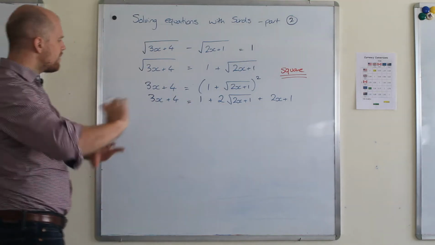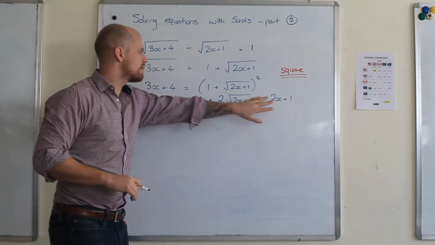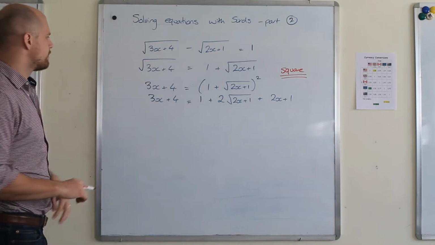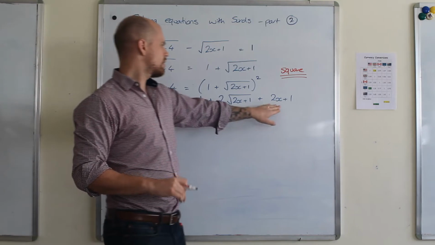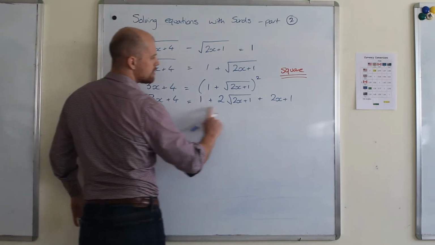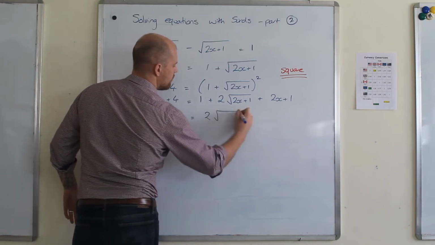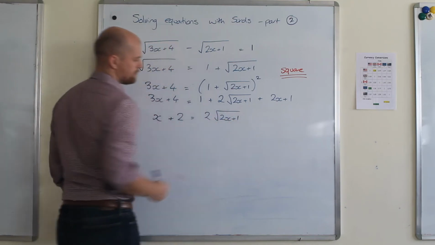Now let's move everything to one side and simplify. Keep the square root, or the surd, on the right hand side, move everything else to the left hand side. I have a 3x and a 2x, that leaves me just with 1x. I have 4 minus 1 minus 1, that leaves me with 2. And on the right I have root 2x plus 1.